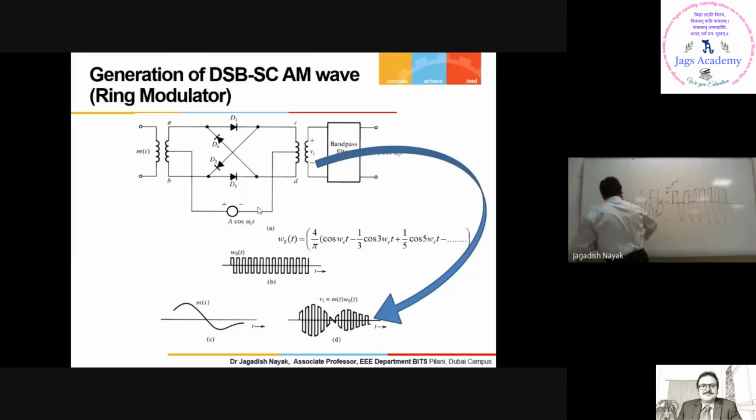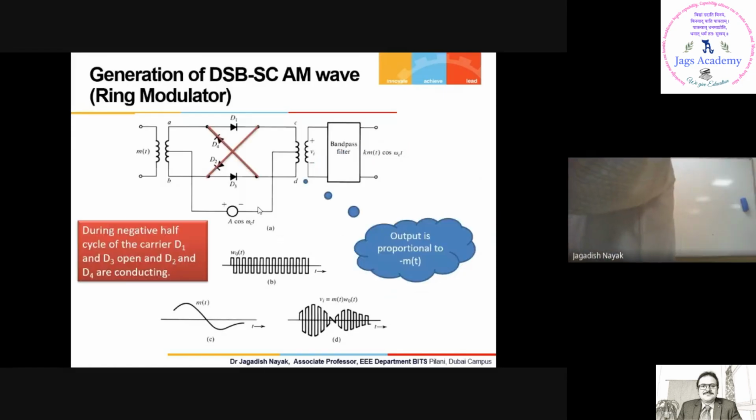Come on, try to understand this. If you multiply, what exactly you're doing in this circuit is m of t is multiplied with the switching modulator. The switching modulator generates a square wave, and the square wave can be represented using a Fourier series expansion as this one. So, m of t multiplied by the square wave. That is what you're generating here.